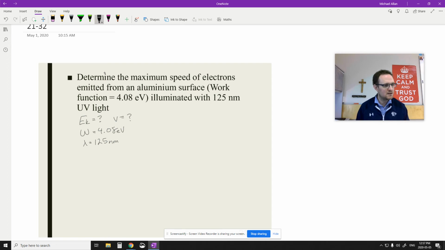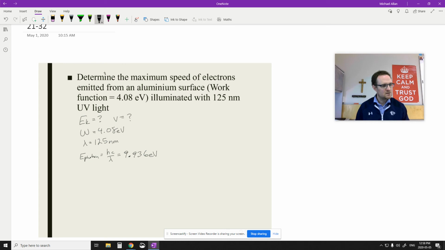Okay, so let's first of all find the energy of the photon. Sounds like a good thing to do. So the energy of the photon is going to be hc over lambda. I'm going to use the 4.14 number here. I'm not going to write it out this time. And I'm going to change the nanometers into meters. So I'm going to get an energy here of 9.936 electron volts. Okay, so definitely enough energy to get this electron out.